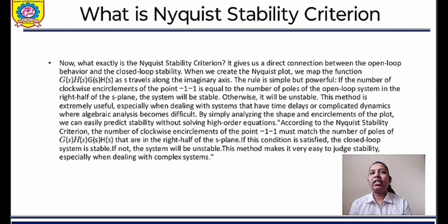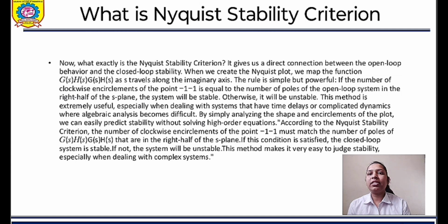Now, what exactly is the Nyquist stability criterion? It gives us a direct connection between the open loop behavior and the closed loop stability. When we create the Nyquist plot, we map the function G(s)H(s) as it travels along the imaginary axis. The rule is simple but powerful. If the number of clockwise encirclements of the point (-1, 0) is equal to the number of poles of the open loop system in the right half of the S-plane, the system will be stable, otherwise it will be unstable.